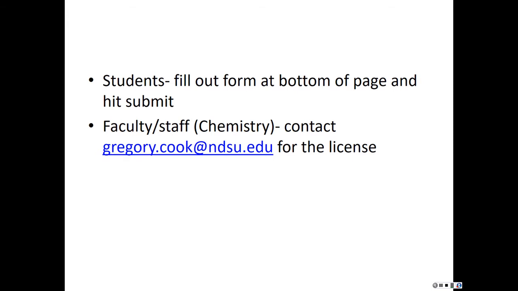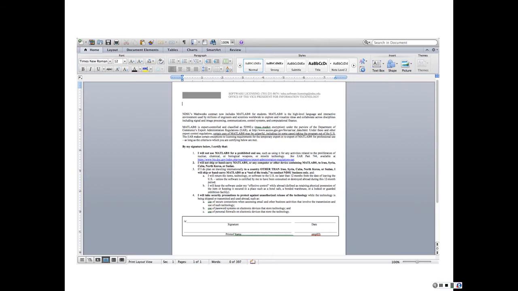Otherwise, you can contact Gregory Cook and he'll email you the stuff needed to proceed. So basically, they'll send you this sheet here, a Word document. You just print it, sign it. You're supposed to read it. Make sure you read word for word, just like you do every other terms and conditions page. One interesting thing to note here is my signature below certifies that I will not use MATLAB for missile technology. So, yeah, funny.